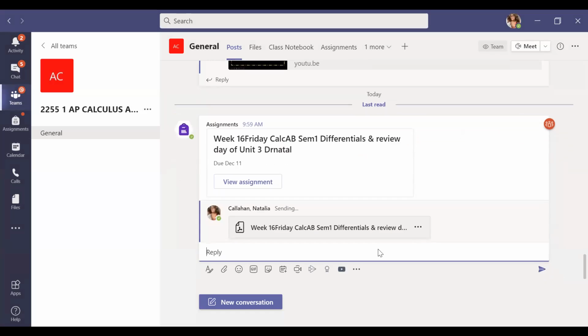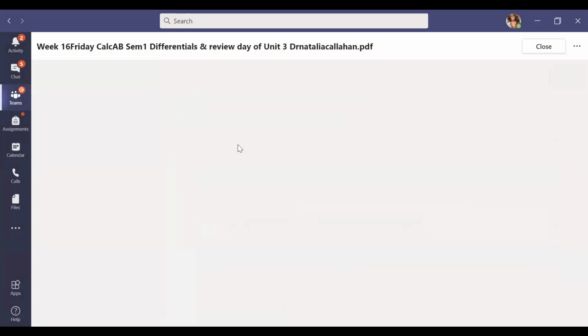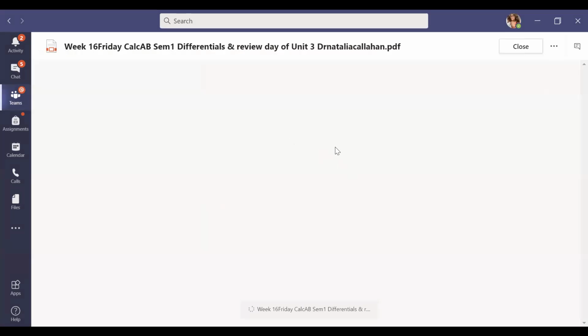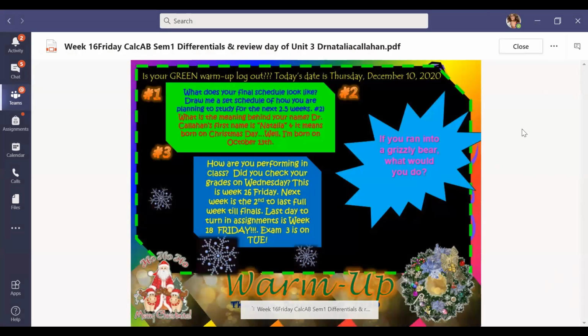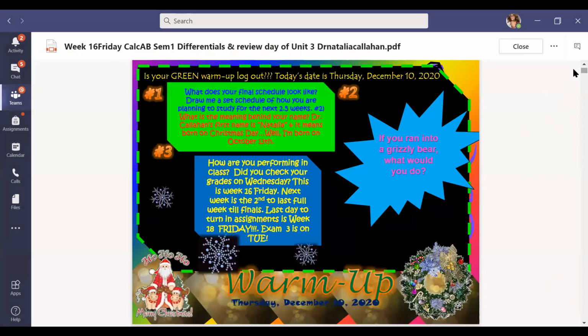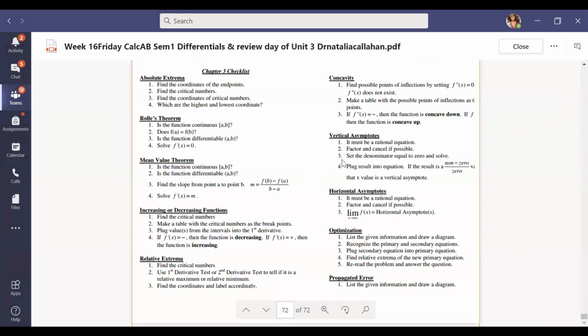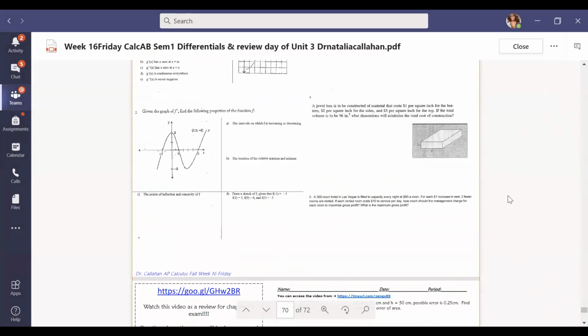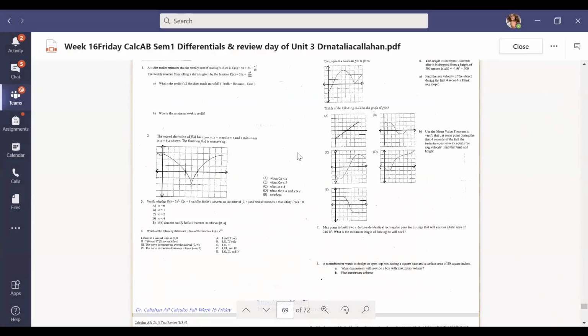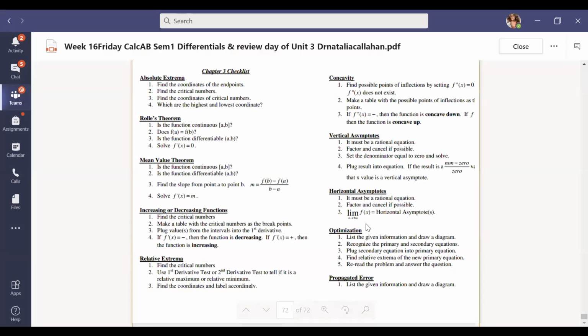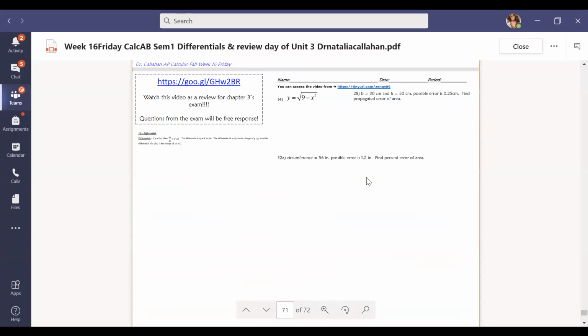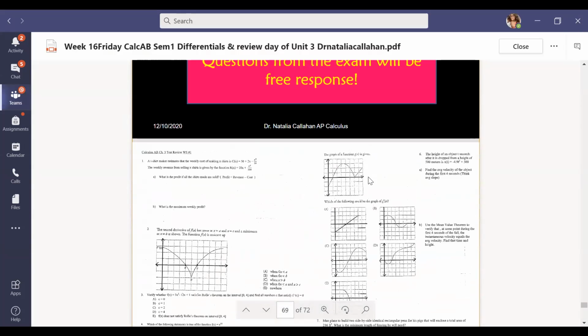And send. Okay, so then if you click on the link today for the guided notes, you'll be able to see the warm-up log in addition to all the things we're going to talk about today. So if you just want to print the guided notes for today, for week 16 Friday, there are 72 pages, so obviously you don't want to waste the ink cartridge for 72 pages. You want to start printing from page 69 to 72, and there are 4 pages. So if you take a look at this right here, it is a review.